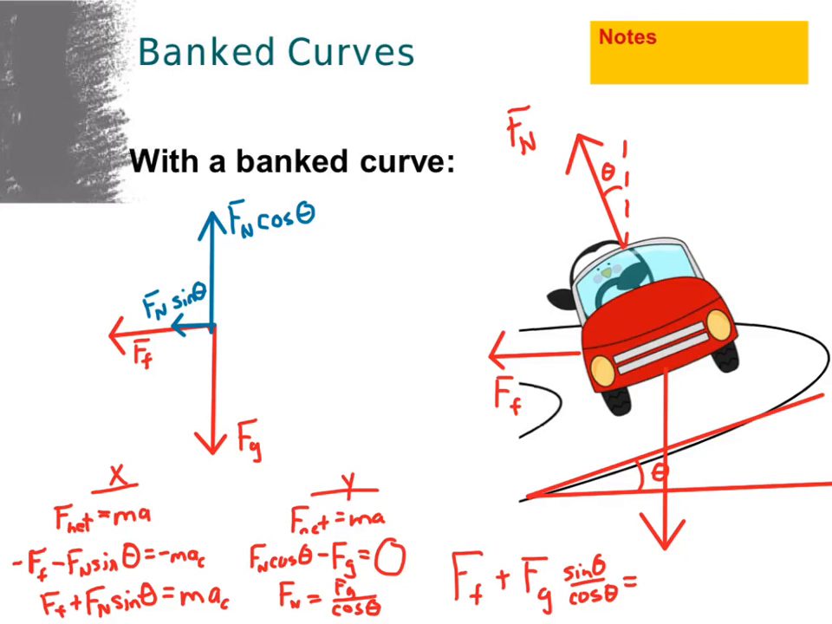Equals mass times centripetal acceleration, which is m times v squared over r. So it's not just my force of friction that's equal to mv squared over r, it's force of friction plus the weight of the car times tangent theta. So the larger this bank is, the more that this term contributes to my centripetal force, which means I can go faster for a given amount of friction between the surface of the car and the road.